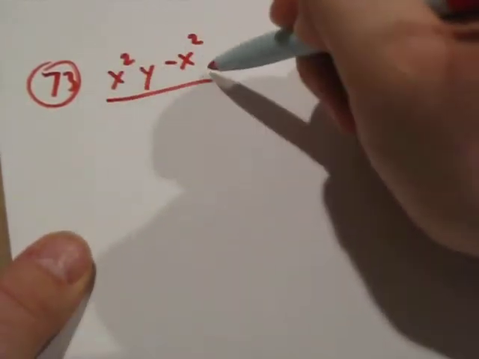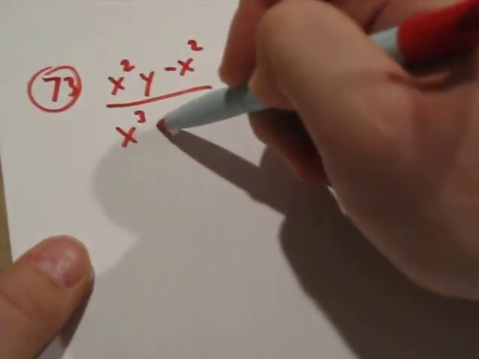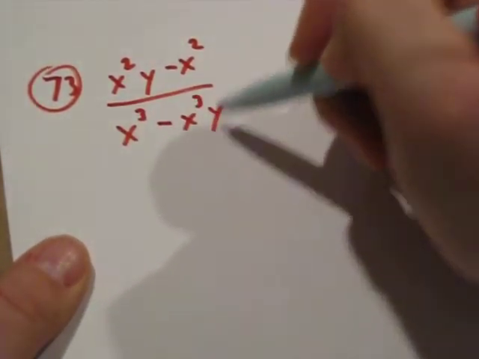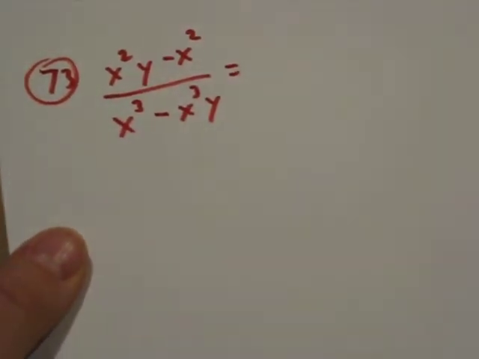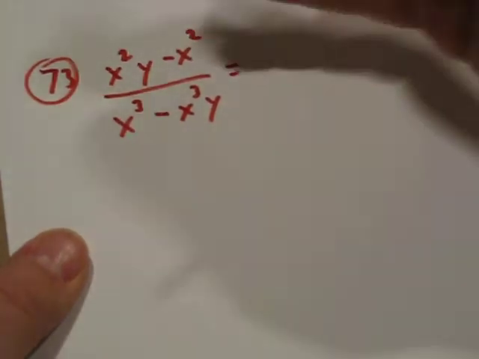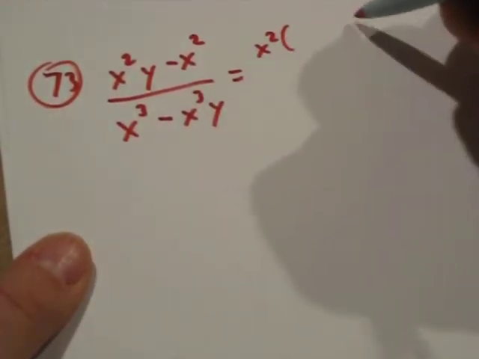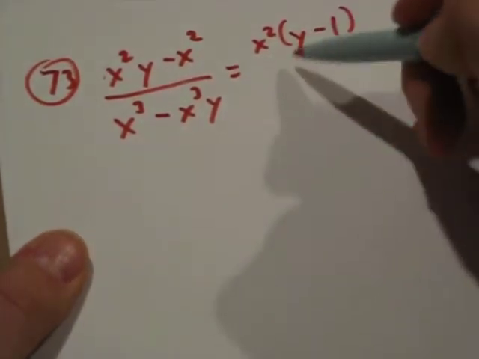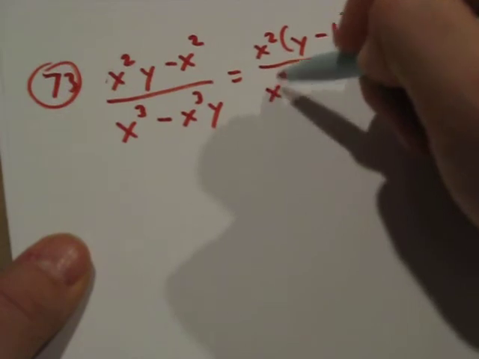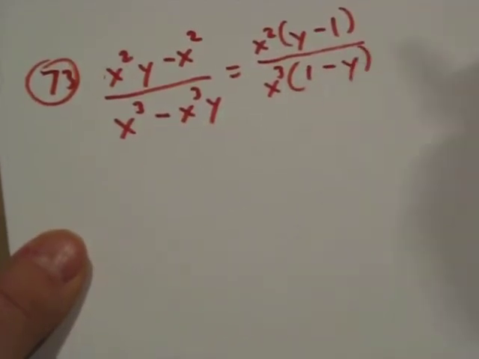Gee, do you see something we can take out of the numerator? And the denominator is x cubed minus x cubed y. You see something we can take out of the denominator? All right, well, the first rule of factoring is that we got to look and see what the numerator or denominator has in common. And in this case, it's an x squared. And that would leave, when I pulled an x squared out, it would leave me y minus 1. And then in the denominator, I have x cubed. If I factor that out, it would leave me 1 minus y.